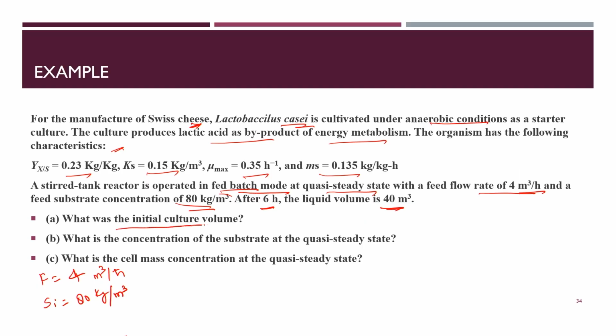So, it asks what was the initial volume. If you remember, in the fed batch, V T equals V naught plus F into T. The value of V T is 40 equals V naught, which we have to find, flow rate is 4, time is 6 hours. So the initial volume will be 16 meter cube. So for part A, the initial volume will be 16 meter cube.